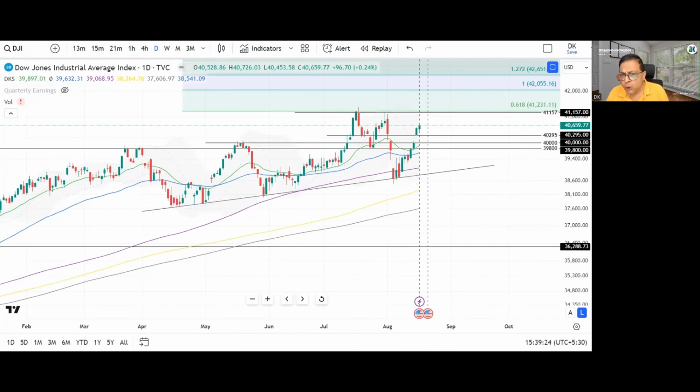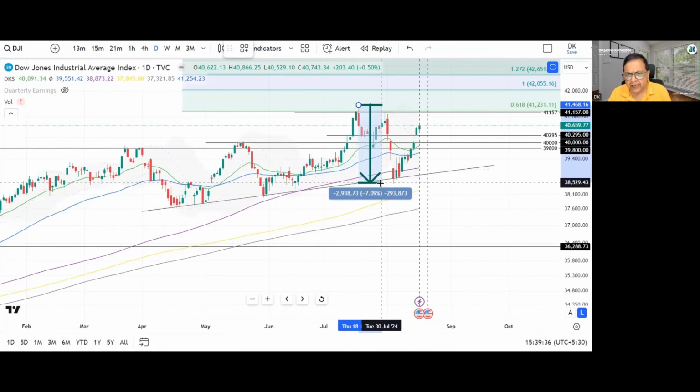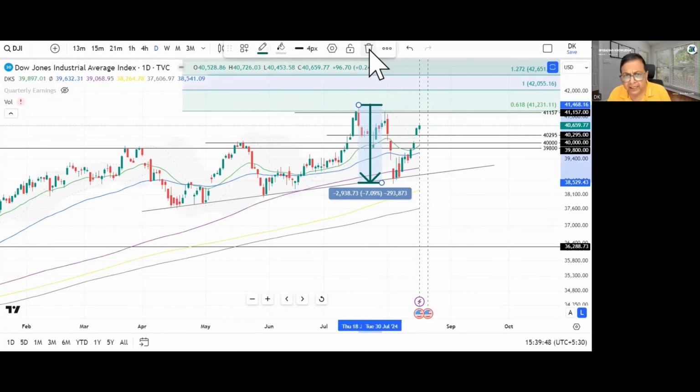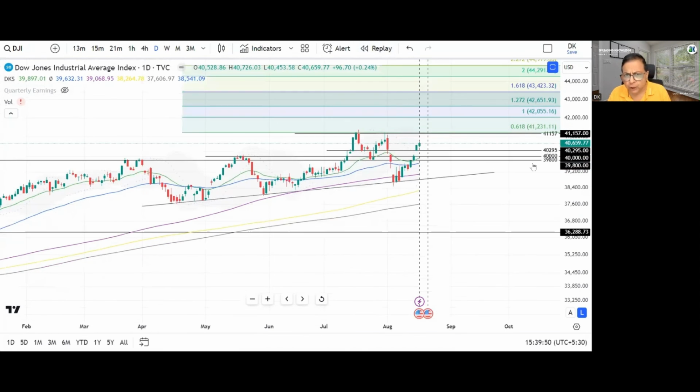So overall structure in Dow Jones Industrial Average Index is also bullish and there is a strong pullback. How much correction has it done? In the recent correction, it has corrected by nearly 7%. And if you check the bounce back from the low it has made, the bounce back has been around 5.5%. So pretty strong bounce back indicating that the correction is over, that the trend is resuming.